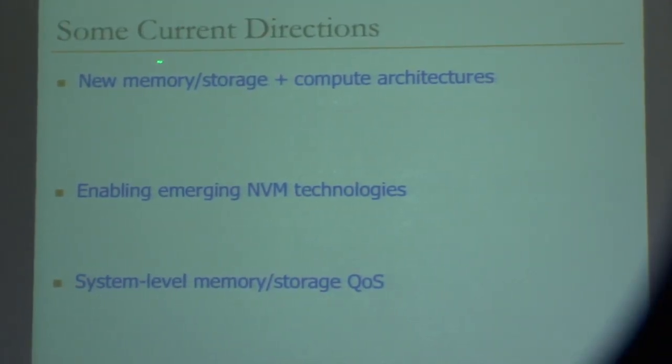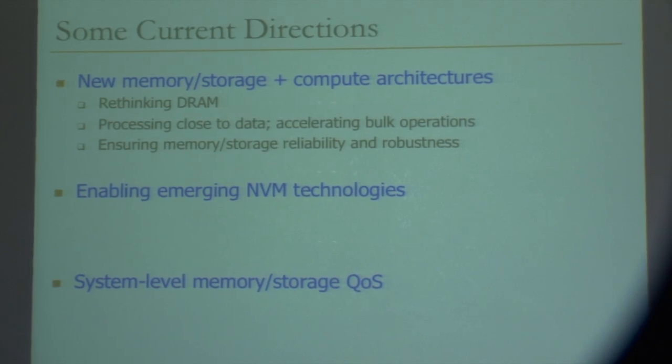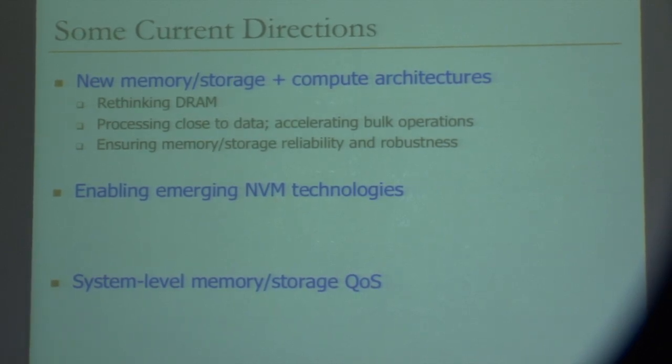One is looking at new memory/storage plus computation architectures at the same time. Rethinking DRAM is one of them, and we'll talk about that a little bit. Doing processing closer to data, accelerating bulk operations. Actually, it doesn't necessarily need to be bulk operations, but bulk operations are interesting because you can amortize the cost across. If you're searching, for example, in a very large database system, you don't want to bring the entire database into the processor, but maybe you want to send the thing that you're searching for to the database, and the database actually does a search in bulk together.